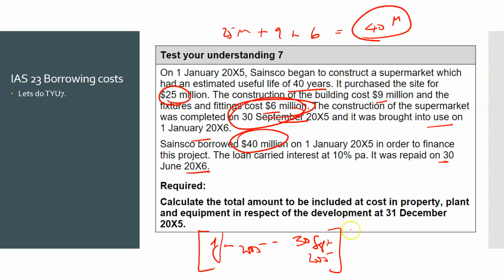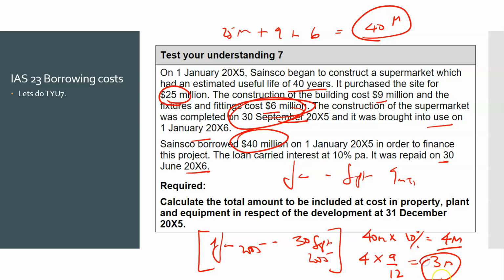So what are we doing here? The question here is really, what is that? You borrowed 40 million times 10%. That's technically 4 million. This is for a whole year, but you can only do this for 9/12ths of the year, right? Because January to September is 9 months. So you have 9 months of the year, and then it becomes 3 million. So I can capitalize 3 million. So as part of my asset cost, I will have 25 plus 9 plus 6 plus 3, and therefore I'm able to capitalize 43 million.